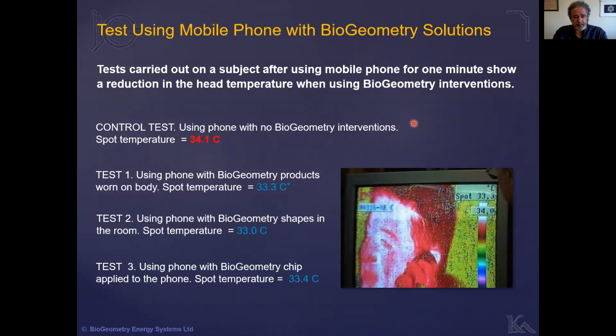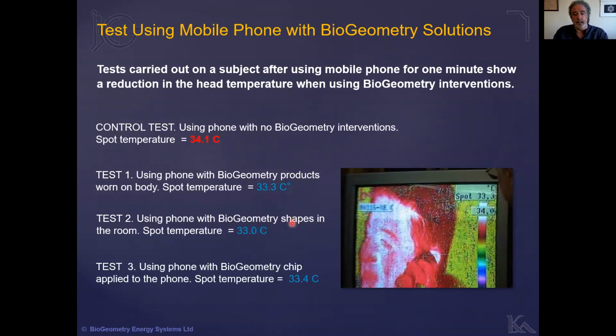Now, the first test then was the same person using a phone with biogeometry products worn on the body. This would refer to the medallions, for example, we have, or the ring, etc. And we see that the spot temperature now has come down to 33.3 degrees centigrade, which is quite significant.